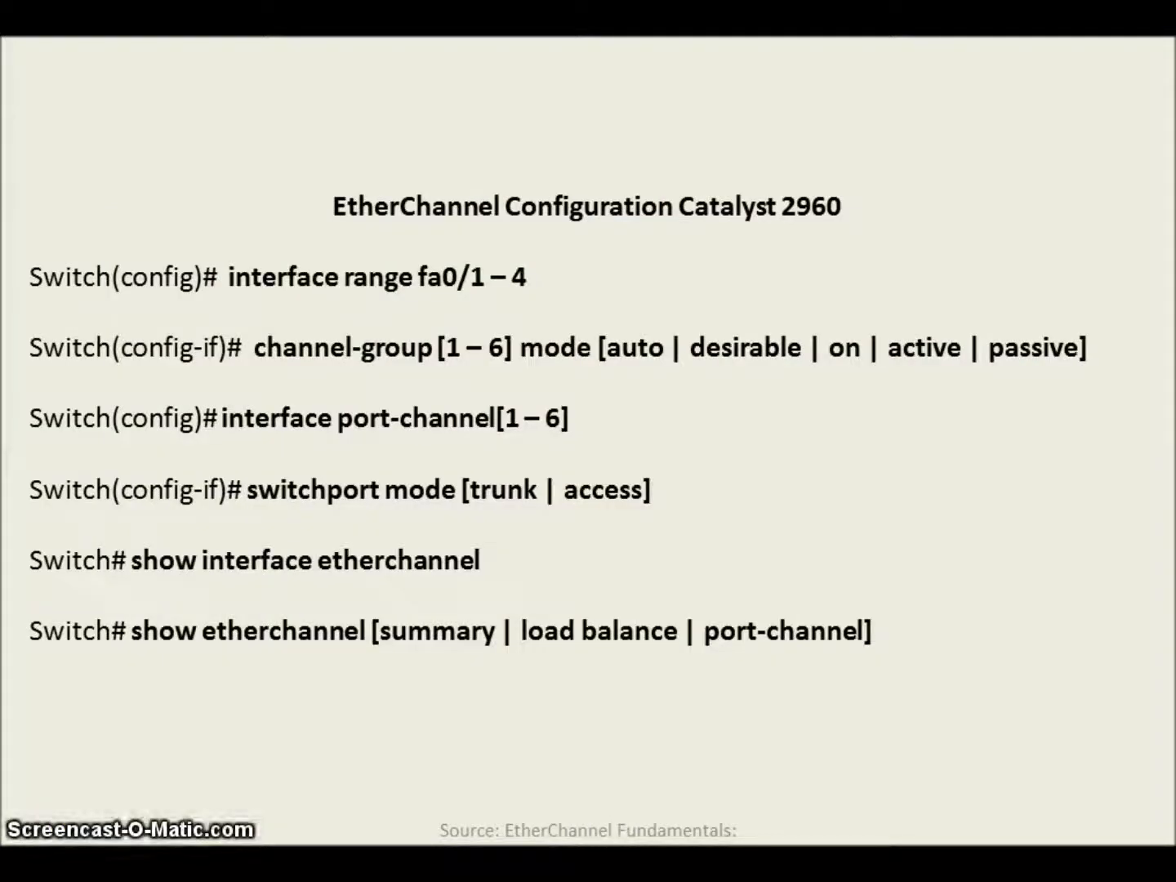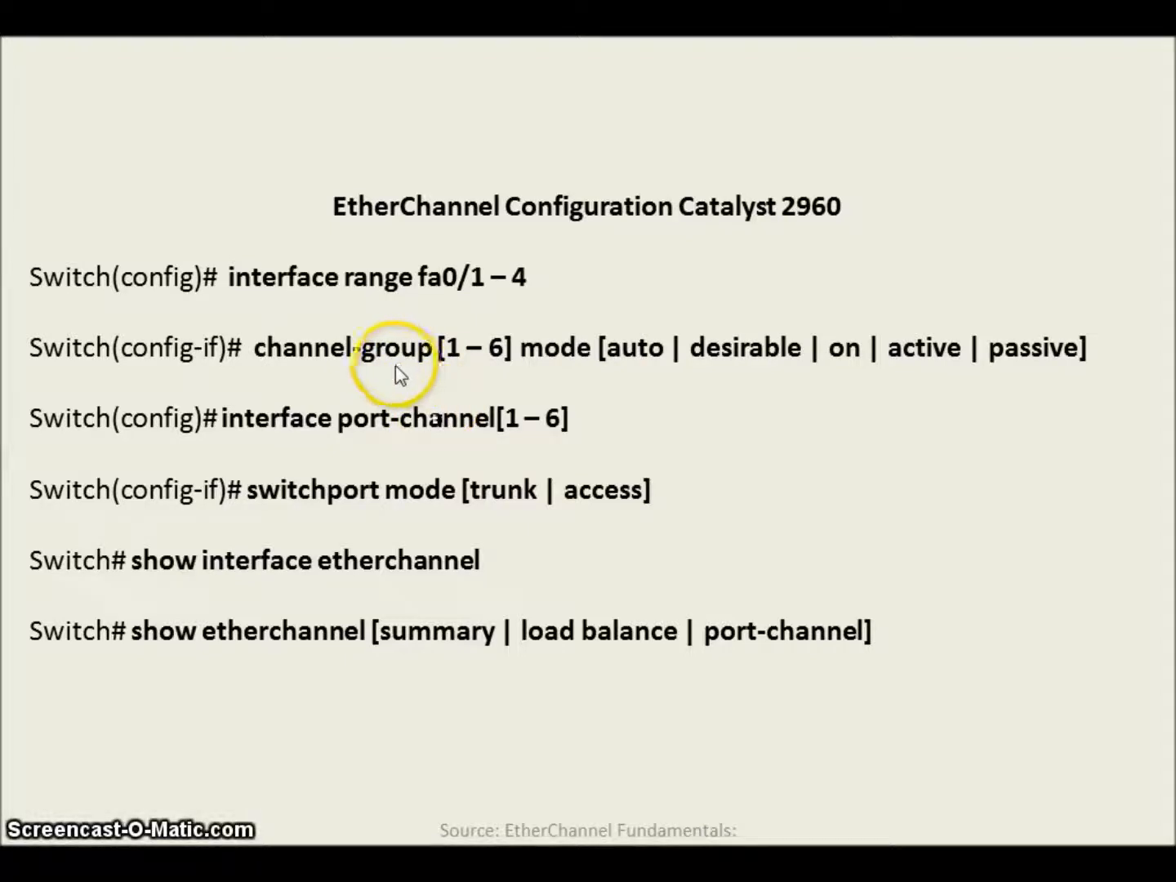These are the EtherChannel configuration commands, and you can do either a range or you can assign individual ports to it. As you create it, you will assign it a channel group number 1 through 6. This is dependent on the switch itself. The 2960 only allows up to 6 per switch. You would also select your mode of either auto, desirable, on, active, or passive.